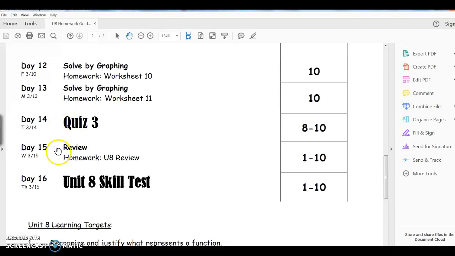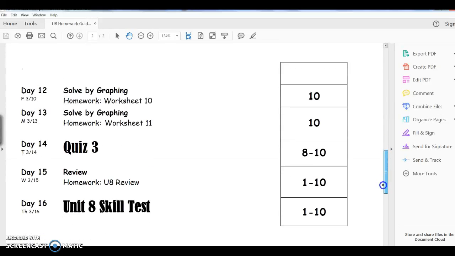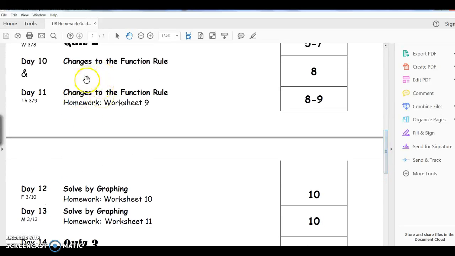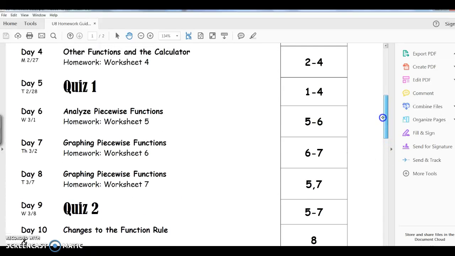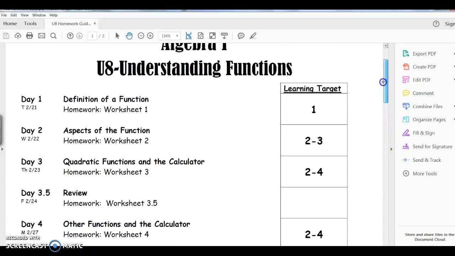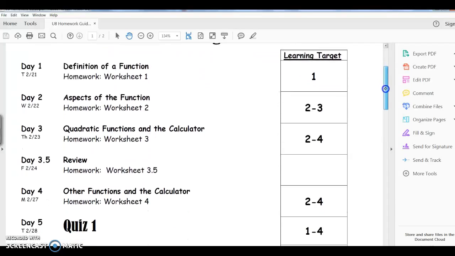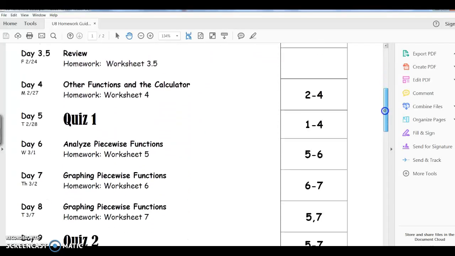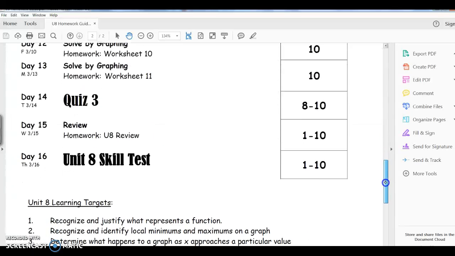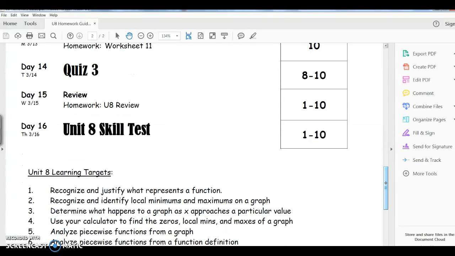Quiz on Tuesday, review everything on Wednesday, and then Thursday will be the test. So the quiz will cover just the changes to the function rule and the solving by graphing. And then the test is also going to include all those piecewise, end behavior, evaluating f of this number, f of that number, increasing, decreasing, constant, all that stuff. So that's kind of what we have headed this week.